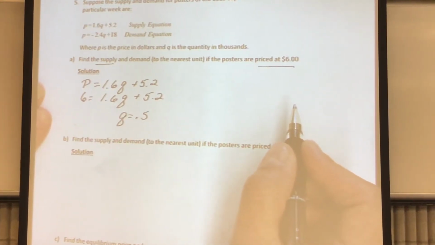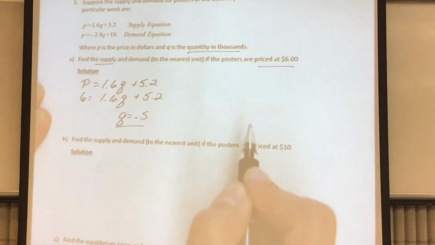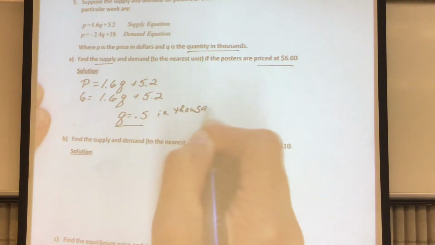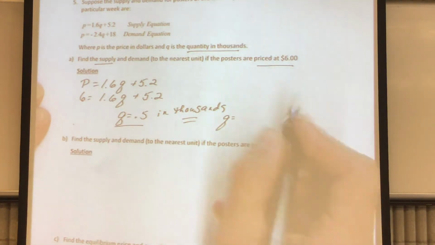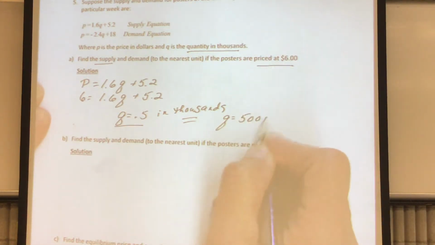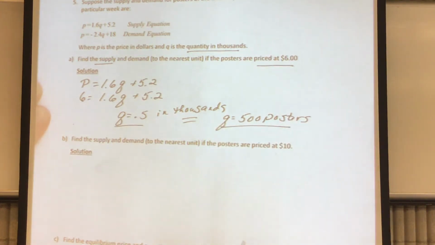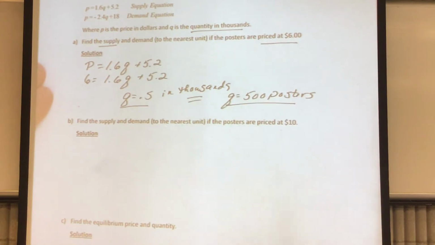And again, our quantity is in thousands. So because our quantity is in thousands, we have to multiply by 1,000. Therefore, our quantity is 500 posters. So we have 500 posters when the price is $6. Let's do the same here for letter B. So here you want to find the supply.